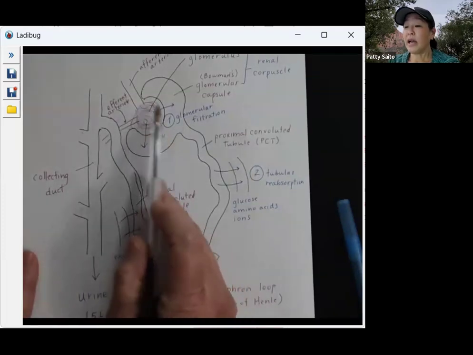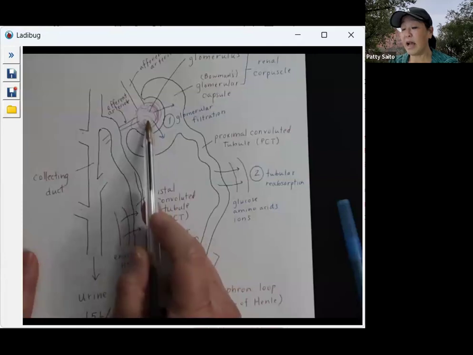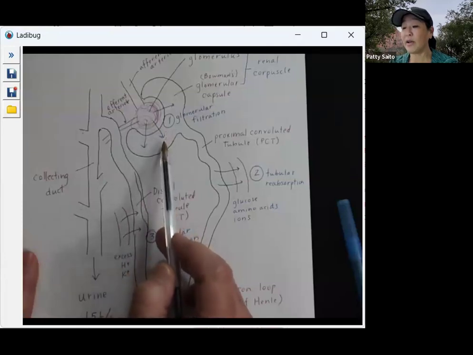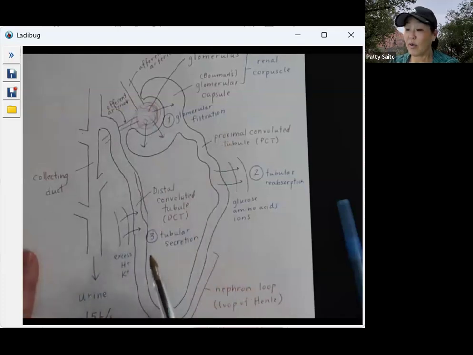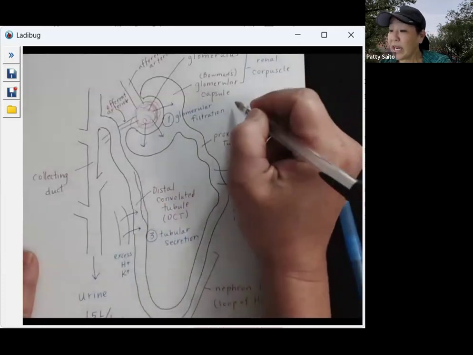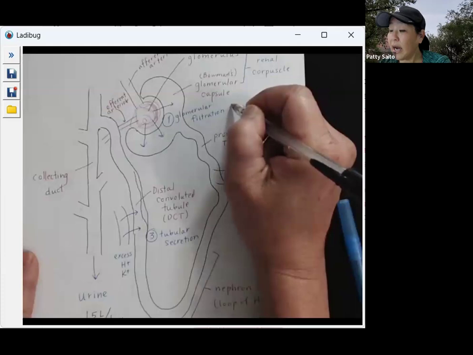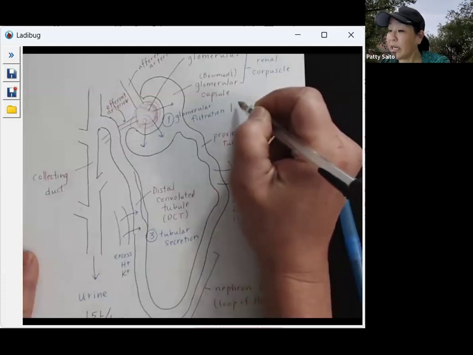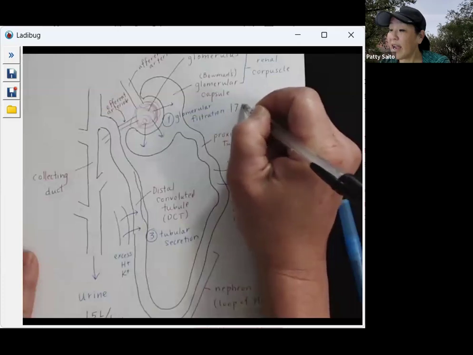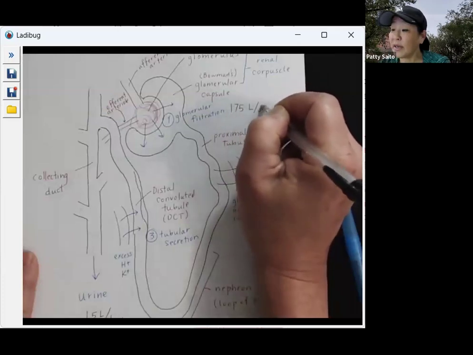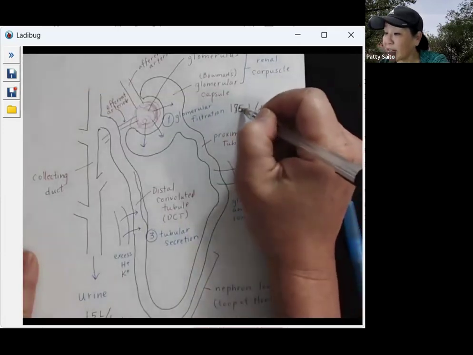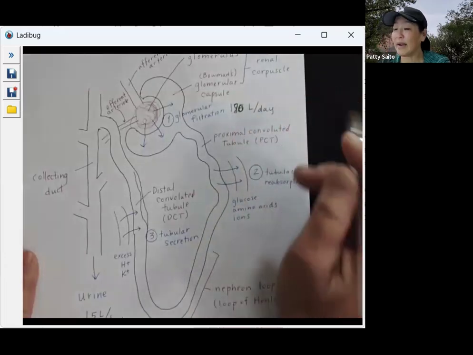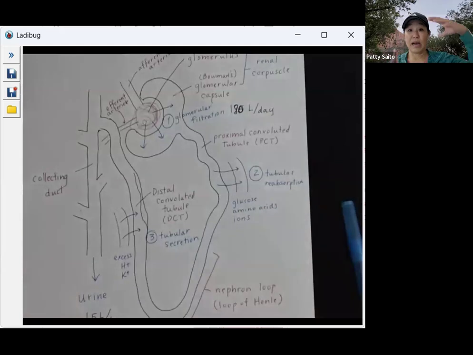How much fluid and substances pass across into the glomerular capsules each day? So glomerular filtration, we get about 175 liters per day. No, I take it back. It's like 180 liters per day. Think of a liter bottle, okay? 180 liters.